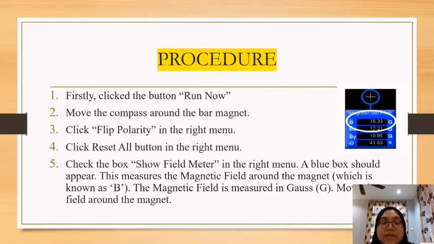The second step is to move the compass around the bar magnet, and then click Flip Polarity in the right menu of the simulation website, and then click the Reset All button in the right menu. We need to check the box Show Field Meter in the right menu, and a blue box should appear. This measures the magnetic field around the magnet, which is known as B. The magnetic field is measured in Gauss, unit G, and you need to move the meter around the magnet.